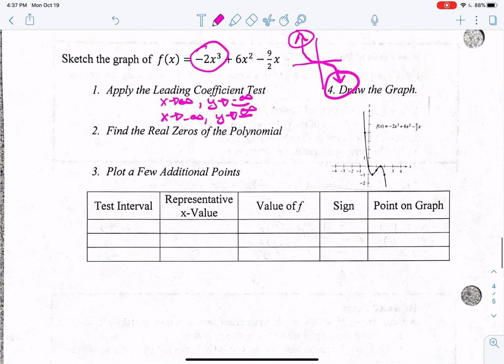Okay, find the real zeros of the polynomial function. All right. So I'm going to erase this, and let's see.